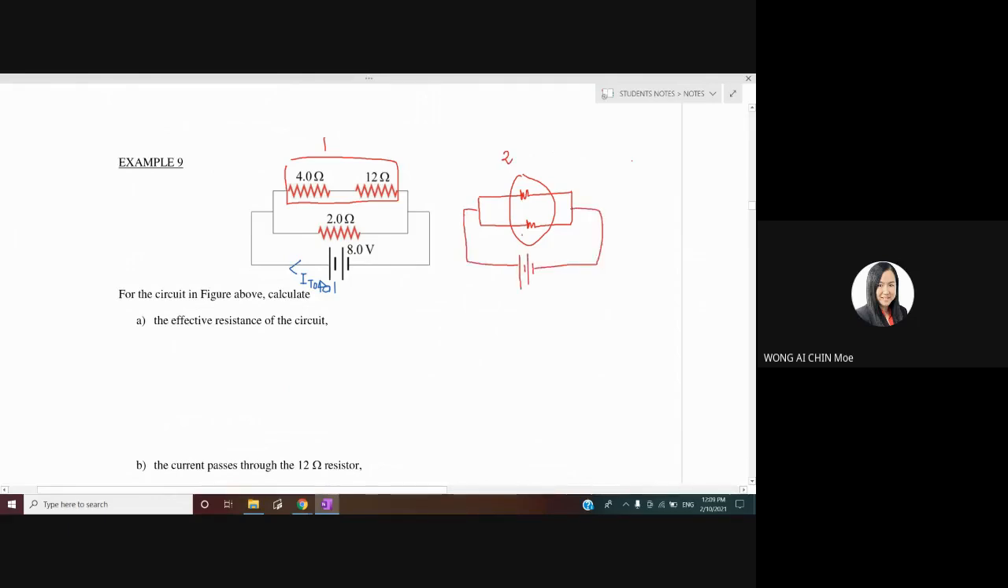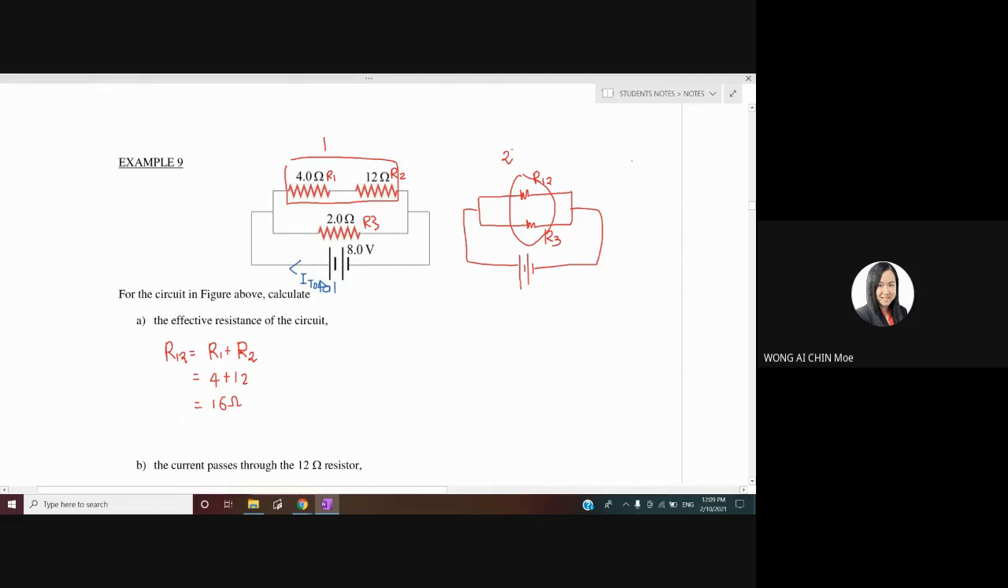Okay, so step 1, let's say this is R1. Okay, this is R2. This is your R3. So after combine, we will get R12 and also R3. So first step, we find series first. So R12, because it's connected in series, meaning that it's R1 plus R2. Okay, so it's 4 ohm plus 12 ohm. So you will get 16 ohm.